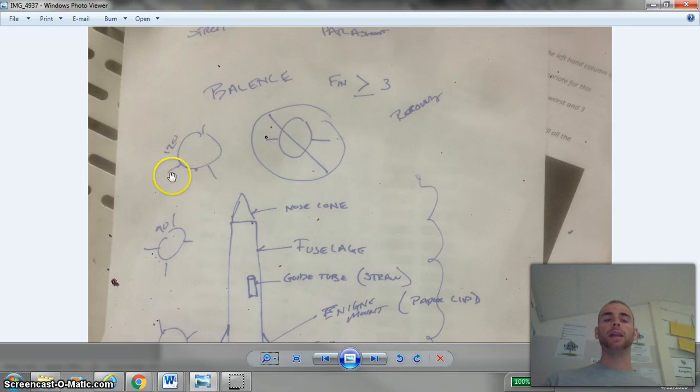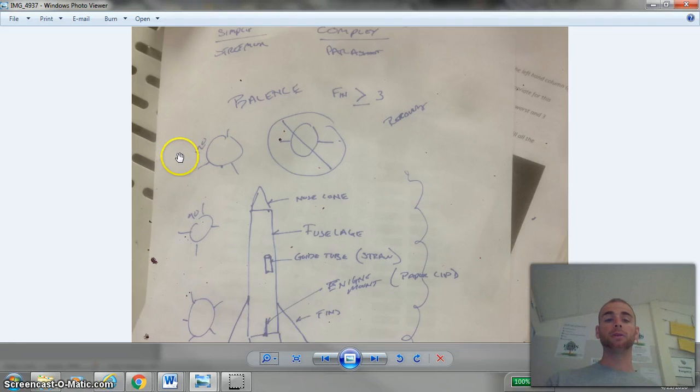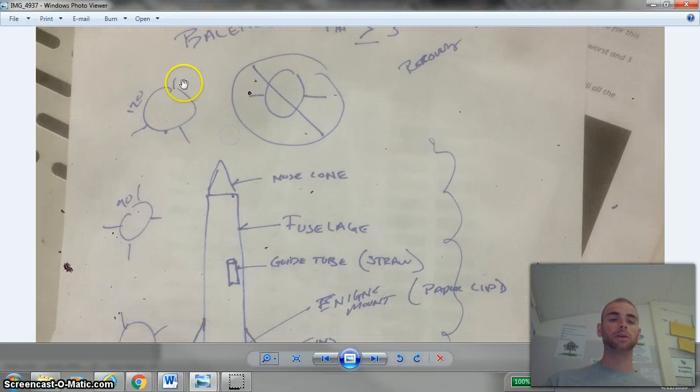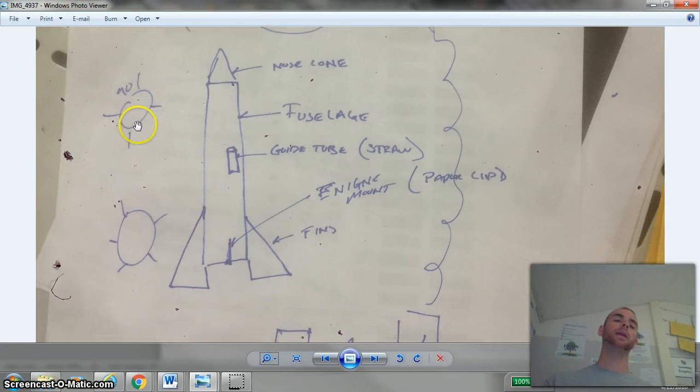You need to have an angle that is 120 or 90. Notice that my 3 fins are balanced. They're all equally distributed. My 4 fins are all equally distributed at 90. If I had 5 fins, they would be equally distributed at whatever they are. I believe it's something along the lines of 60 degrees. Alright?